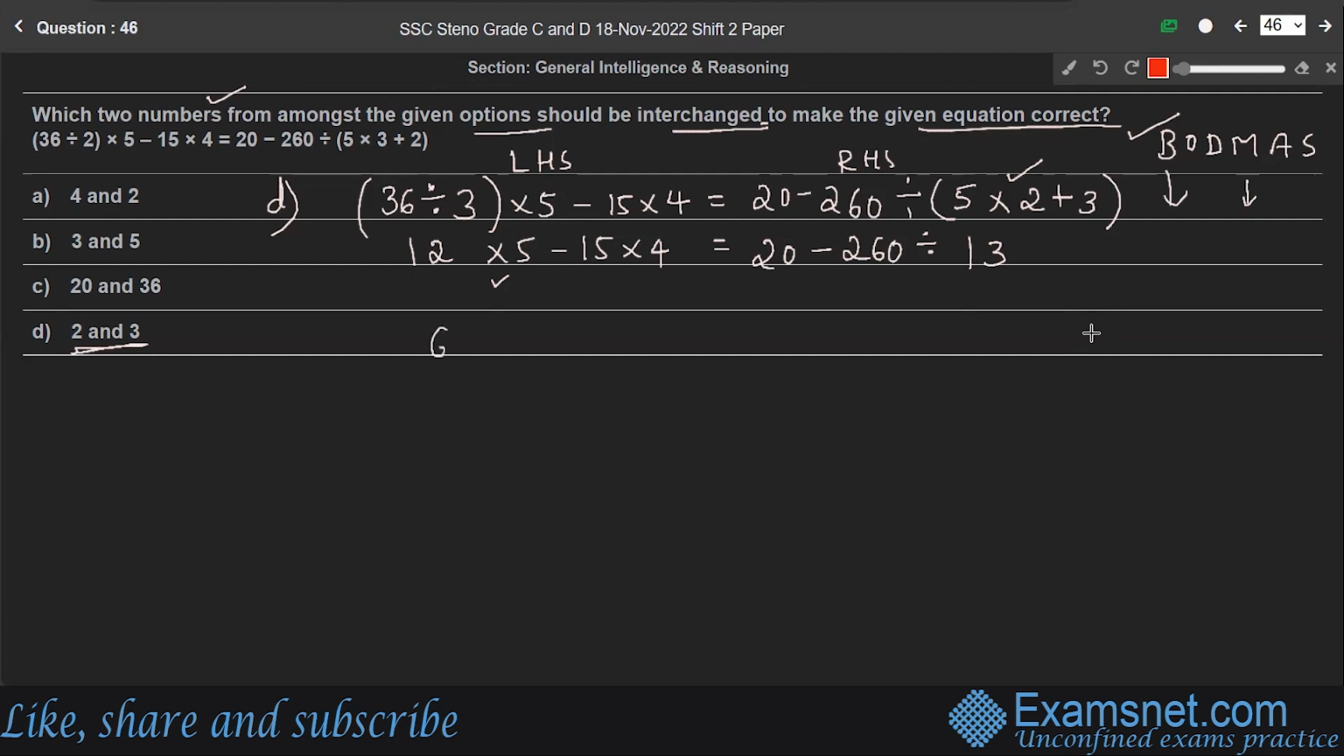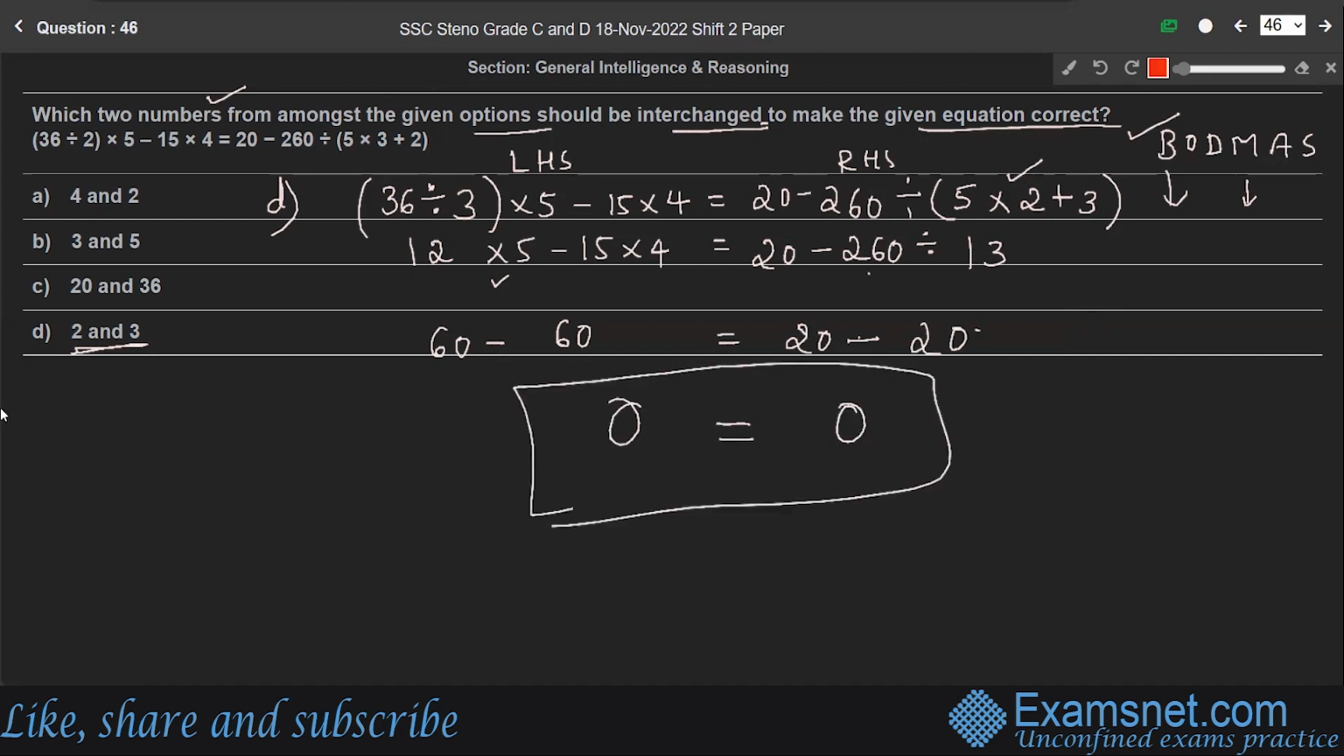12 into 5 is 60 minus 15 into 4 is also 60, right? So which is equal to 20 minus... so in the right hand side, we have division and subtraction. Division comes first, right? So 20 minus 260 by 13 is also 20. So both LHS and RHS are equal to 0. Therefore, by interchanging the numbers 2 and 3, the given equation will get balanced, right? It becomes correct. Therefore, option D is the right answer.